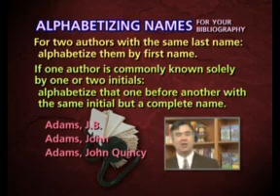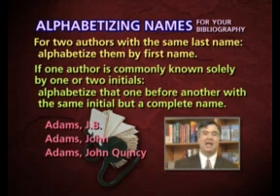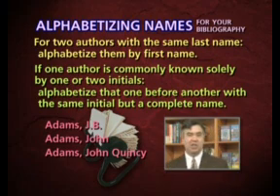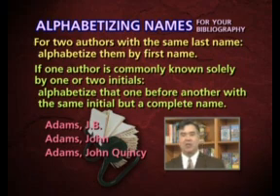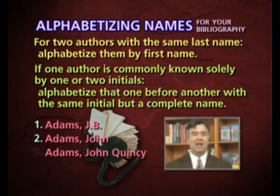And J.B., those initials, they share the same initial with John, J and J, but J.B. is just initials, so by our rule, that name precedes the name that is fully spelled out. So J.B. Adams comes first, then John Adams, then John Quincy Adams.